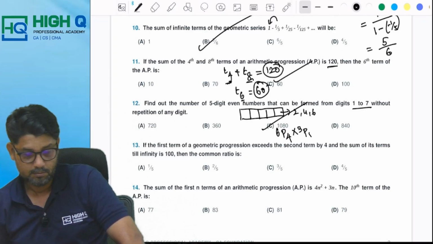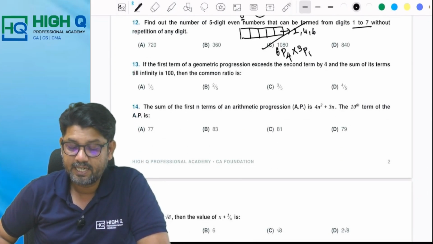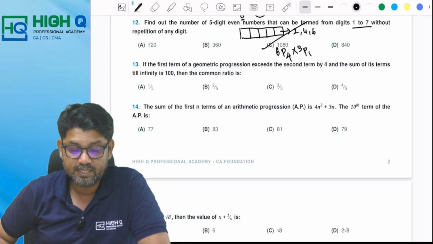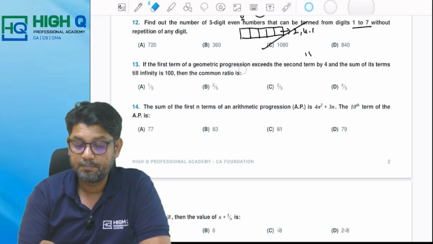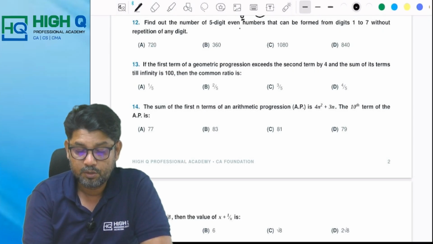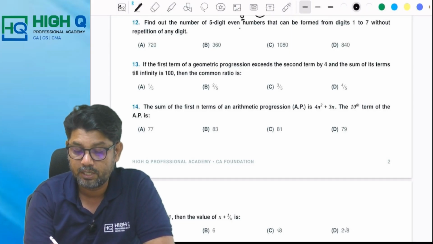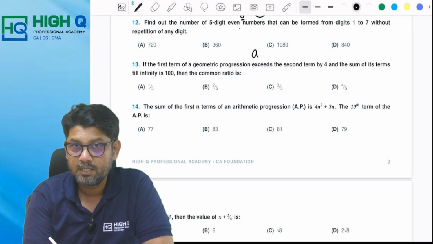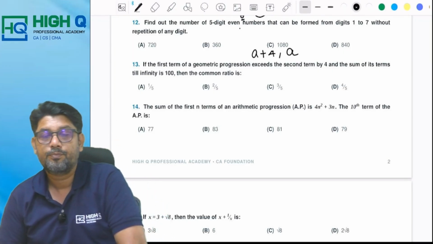1080 is the answer. Next, the first term of a geometric progression exceeds the second term by 4 and the sum to infinity is 100, then the common ratio is, my dear. In AP, GP, especially in GP, sum up to infinity is very, very important. So look at that. The first term of a GP exceeds the second term by 4. That means what? The first term is 4 more than the second term. So if the first term is A plus 4, the second term will be A.